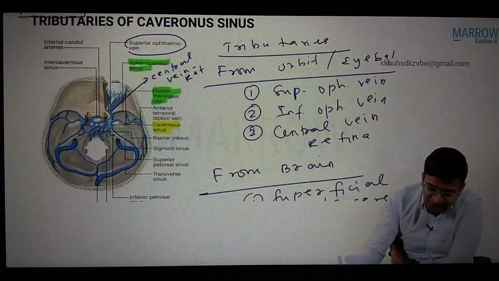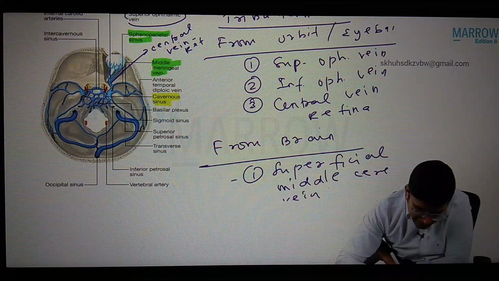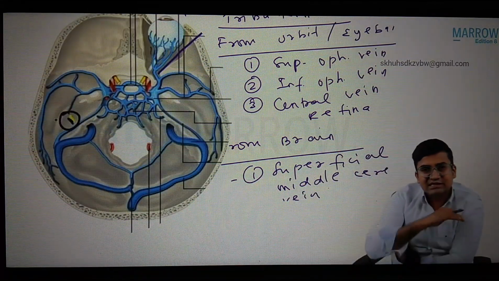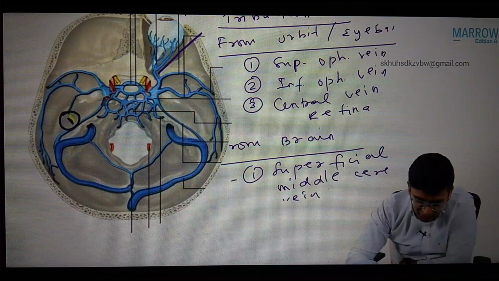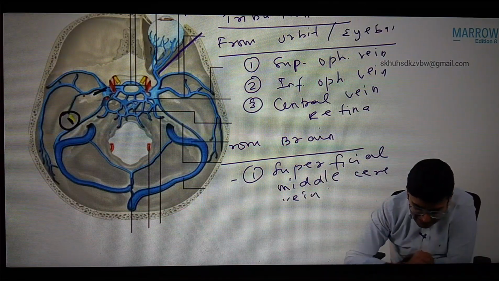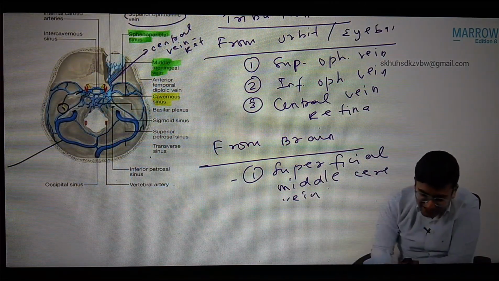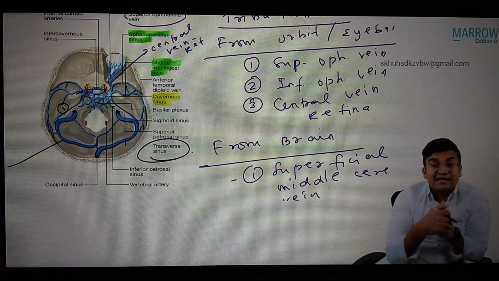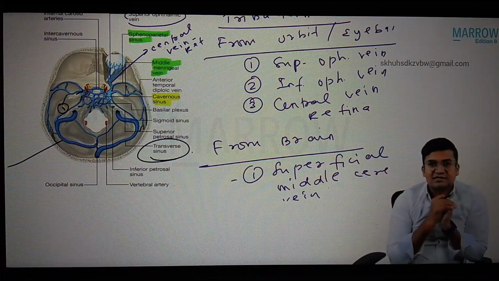See the diagram. I am marking this one as number 1. There is a superior petrosal sinus in the superior part of petrous temporal bone, which is connecting the cavernous sinus here to the transverse sinus. This is transverse sinus. So cavernous sinus and transverse sinus are connected by superior petrosal sinus.